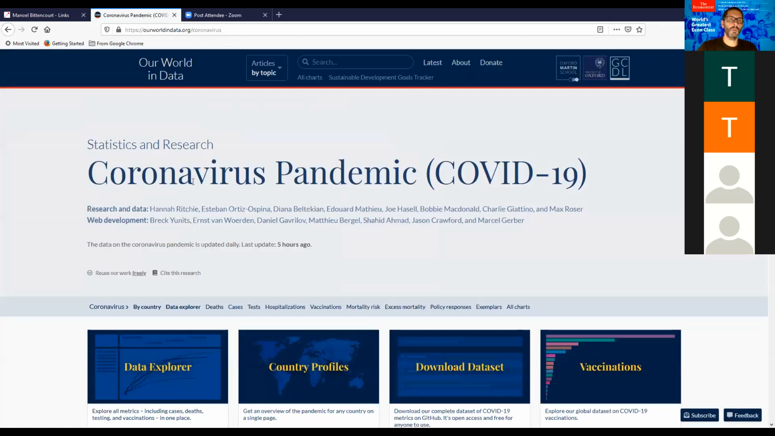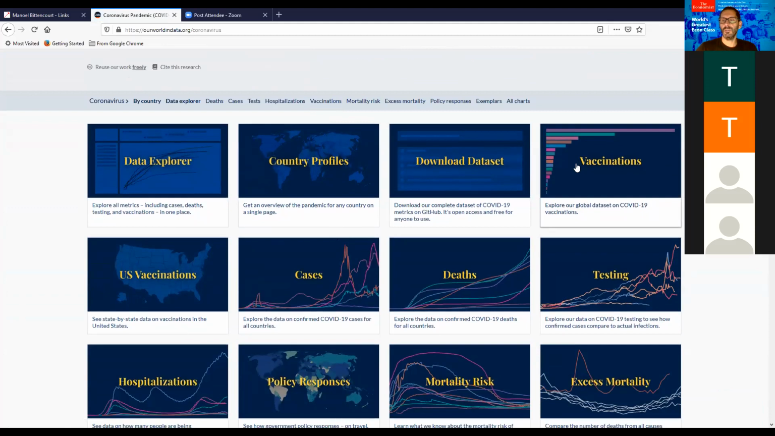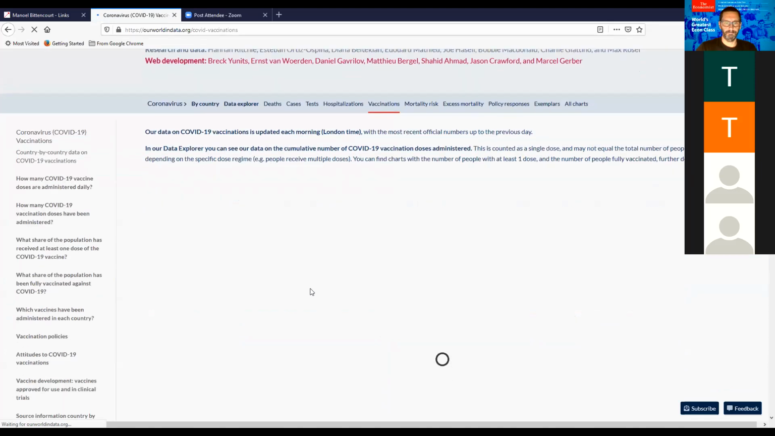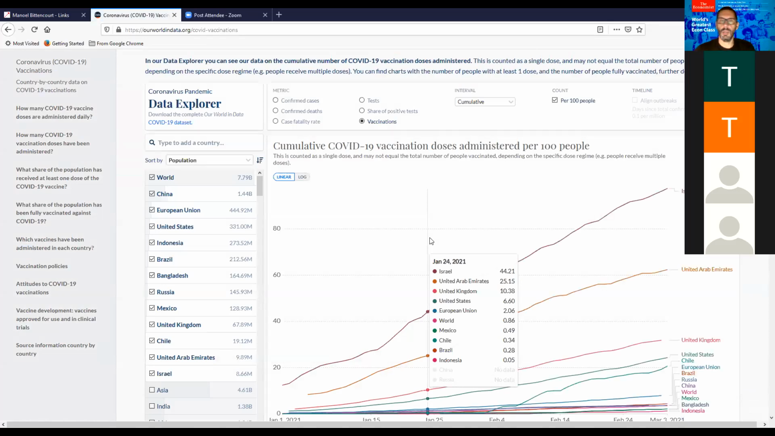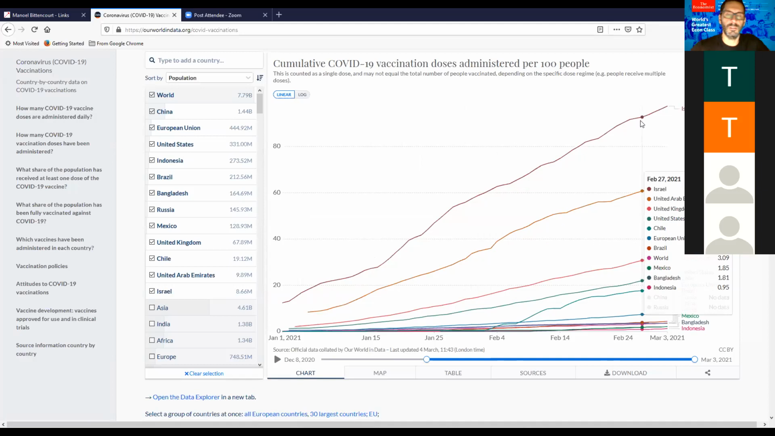This is COVID-19, coronavirus pandemic, COVID-19. They have an entire site about COVID-19. Let's take a look at vaccinations, because I think it's an important thing. It is coming, something is coming there. The map is getting ready. There we go. Cumulative COVID-19 vaccination doses administered per 100 people. We know by now, right, that Israel is at the top because they managed to buy vaccines a long time ago. But you can see here, folks, again, you can get the map.